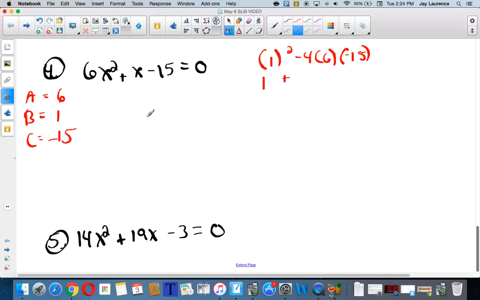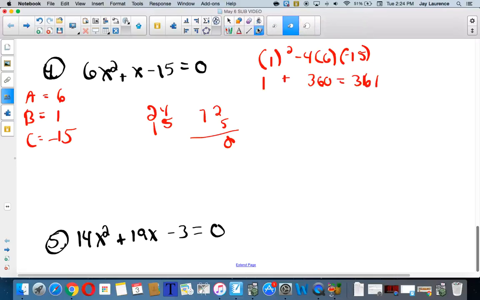I got a 24 times a 15. Let's see, that's the same as 72 times 5. That's going to be 360. And so that's 361. And because I know my perfect squares, because I had to learn them earlier, I know that that is a perfect square and the square root is 19. So this is factorable.